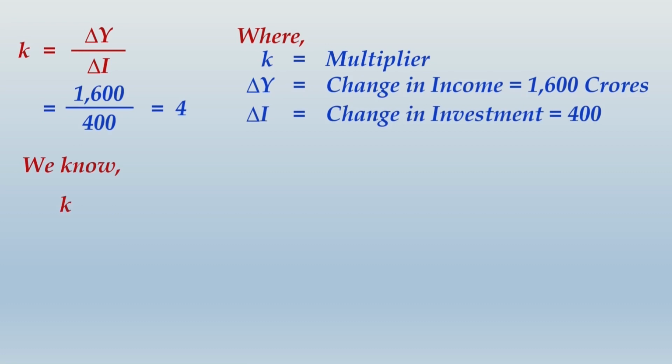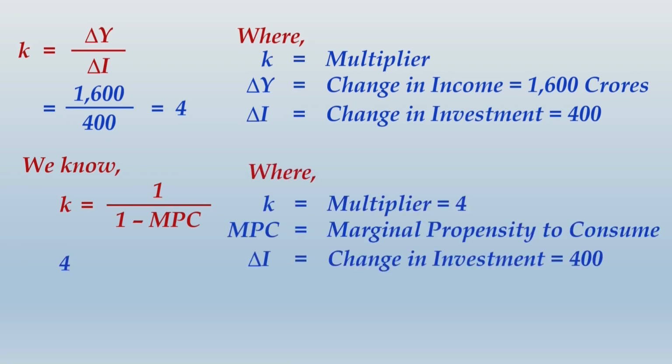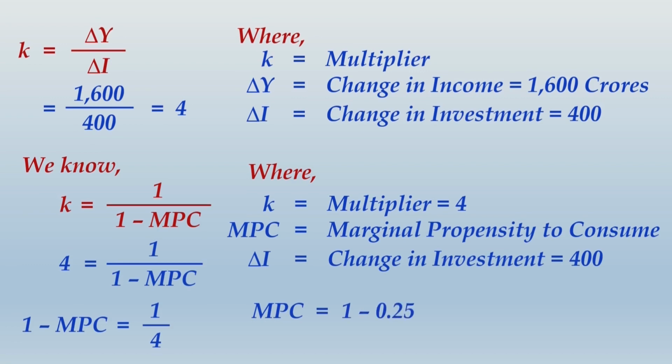And we know the other function of the multiplier, which is 1 divided by 1 minus marginal propensity to consume. So when you substitute these values, you will be able to get the value of MPC, that is marginal propensity to consume. Marginal propensity to save will be 1 by 4, and marginal propensity to consume will be 1 minus 1 by 4 or 1 minus 0.25, and that will give you 0.75. So this will be your final answer, that marginal propensity to consume is 0.75.